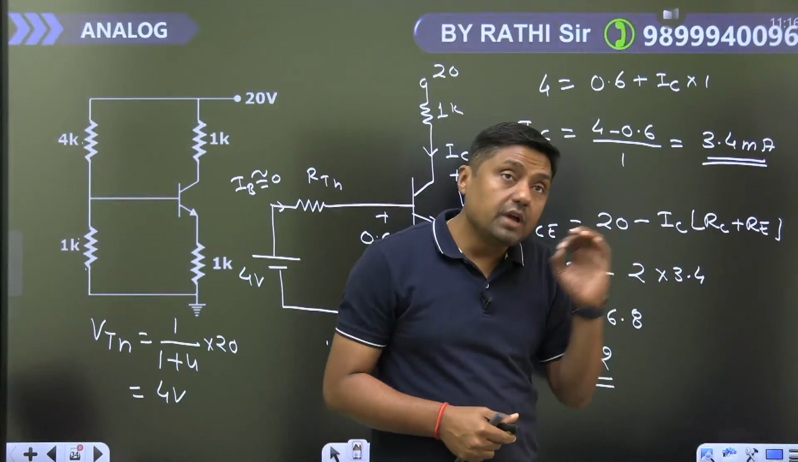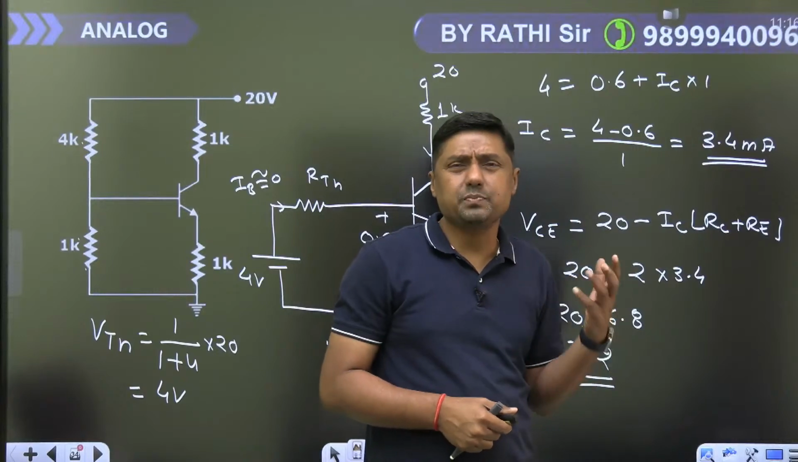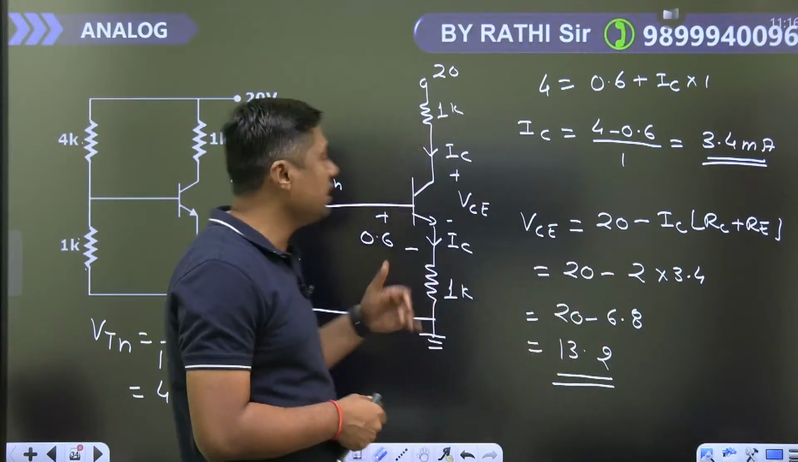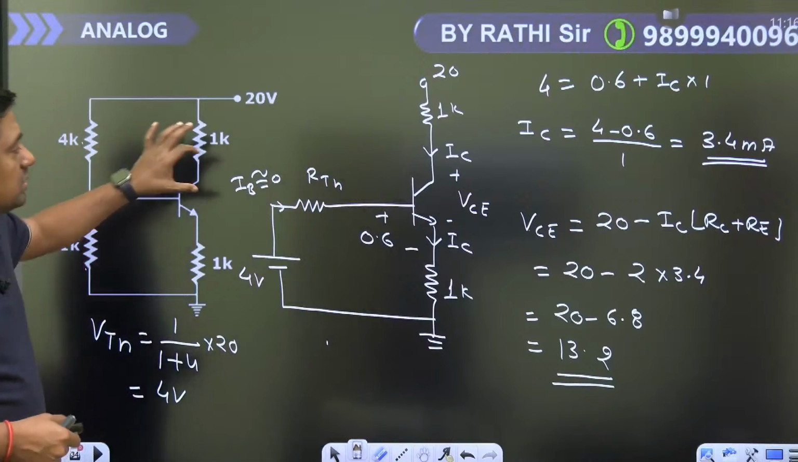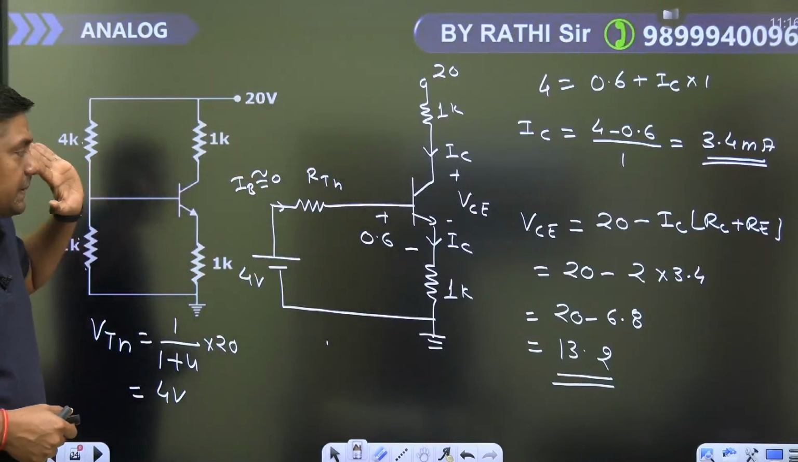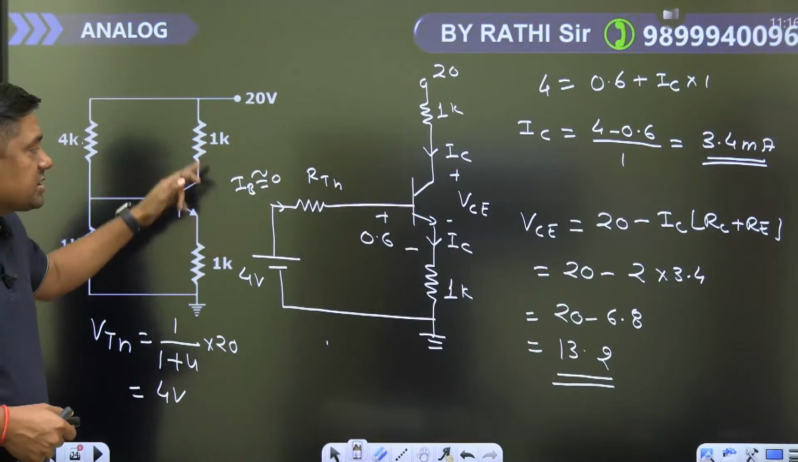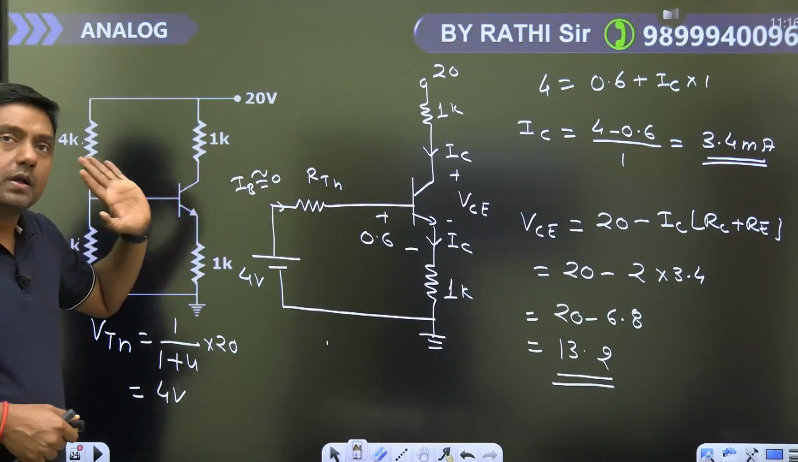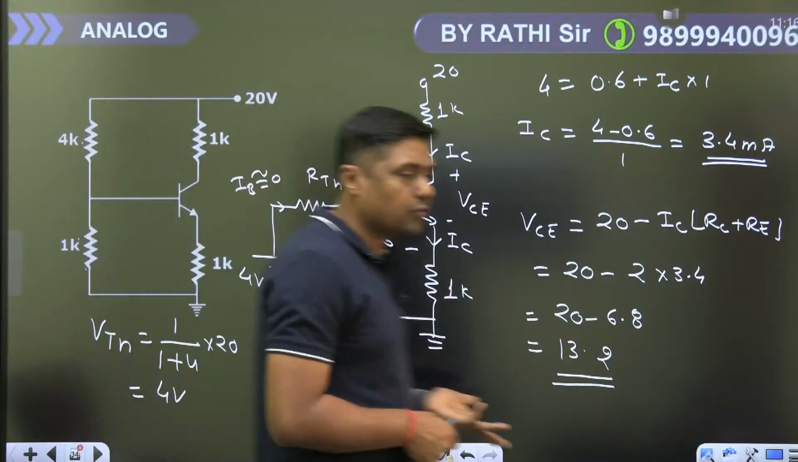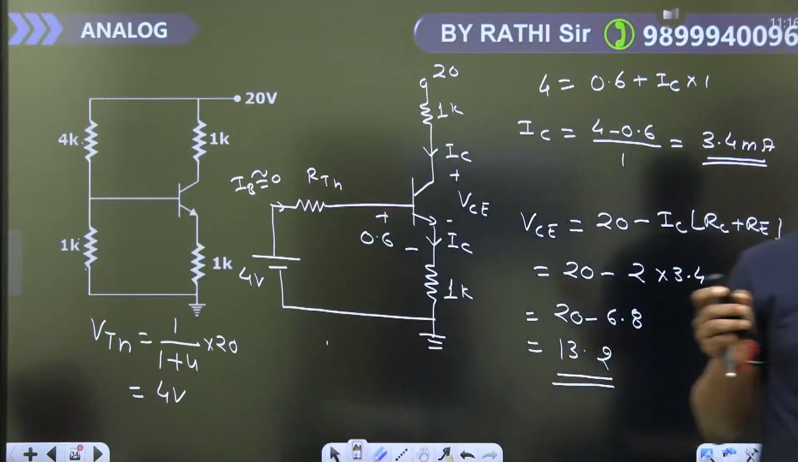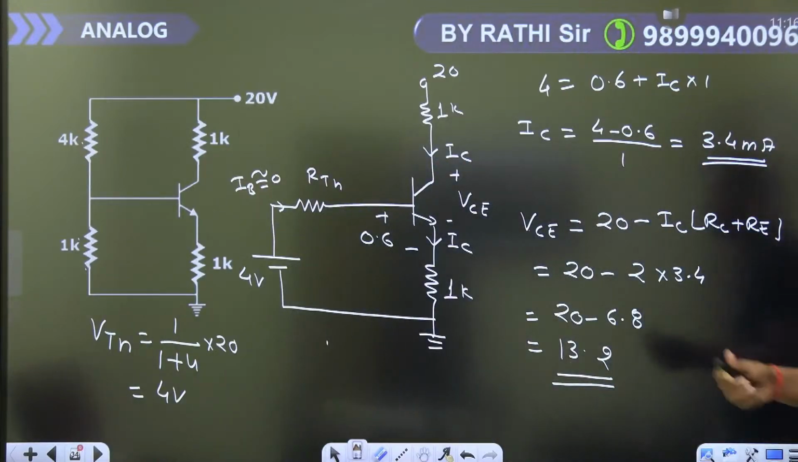Okay. Because beta is very very large, you can neglect the base current. Then the calculation is very very easy. So normally when beta is very large, you can neglect the base current and you will get the answer. In the GATE exam, we get this type of question. Normally we have to neglect the base current. I think that is clear to you.